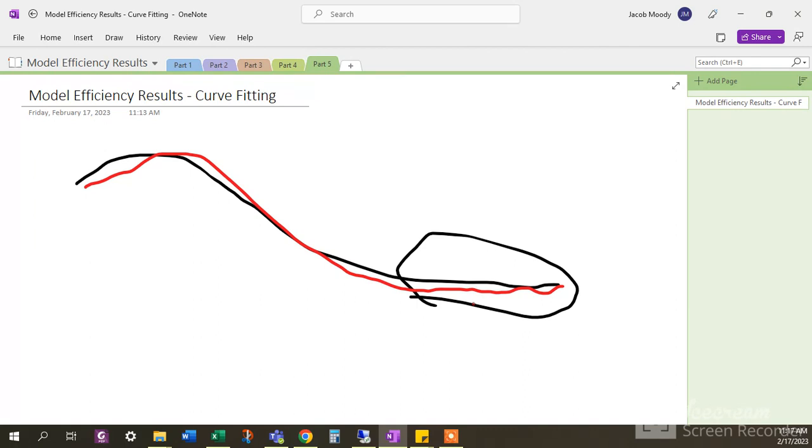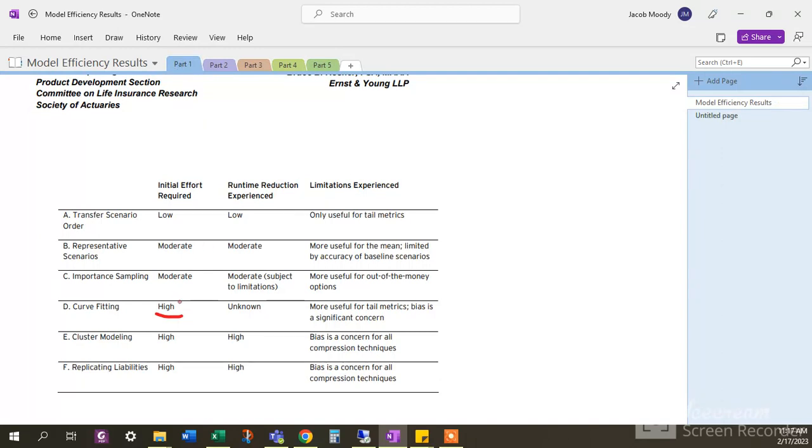Well, kind of funny thing is, after the project was done and the study was all said and done with these companies, the errors were actually pretty bad. So it's all a question of whether this one really works or not, and the author of this research paper kind of left it up to be continued. That's why they said runtime reduction experienced is unknown. Again, it's useful for the tail metrics.